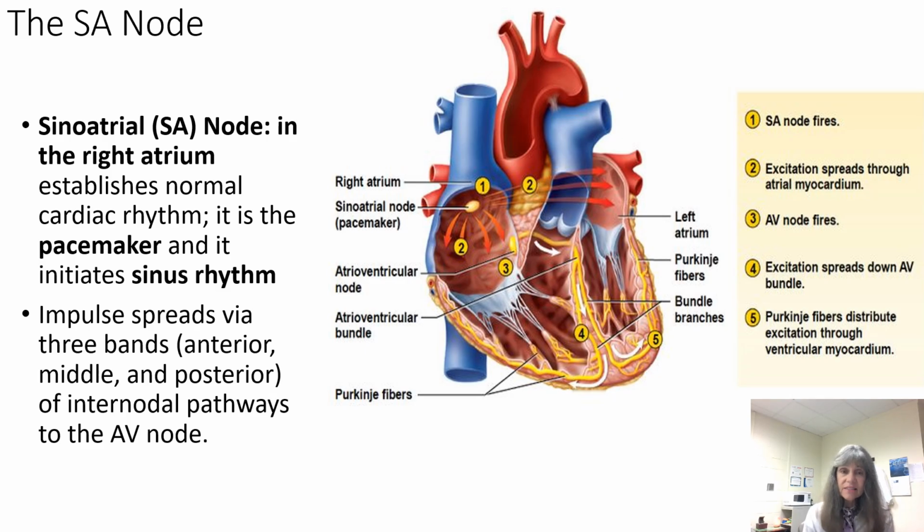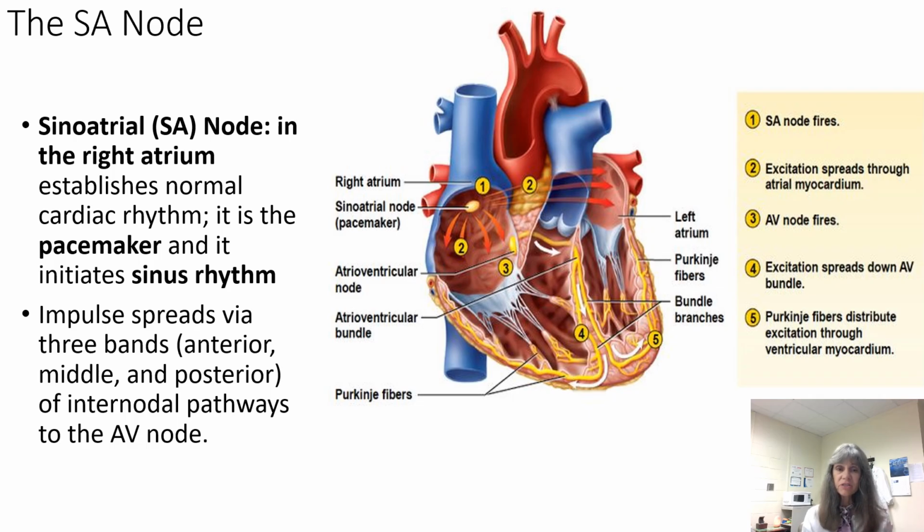The cardiac conduction system starts with the sinoatrial, or SA node, which is located in the right atrium, just inferior to the opening of the superior vena cava at the right atrium. And this sinoatrial node is what establishes normal cardiac rhythm and is often referred to as the pacemaker of the heart. The rhythm that it starts is often referred to as sinus rhythm.